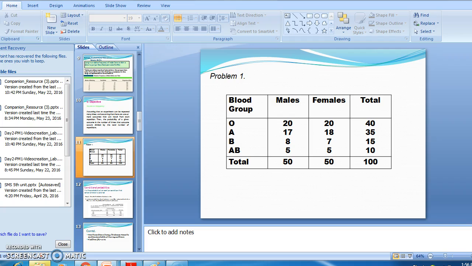This is an example of blood groups analyzed in males and females, which describes the relative frequency concept.